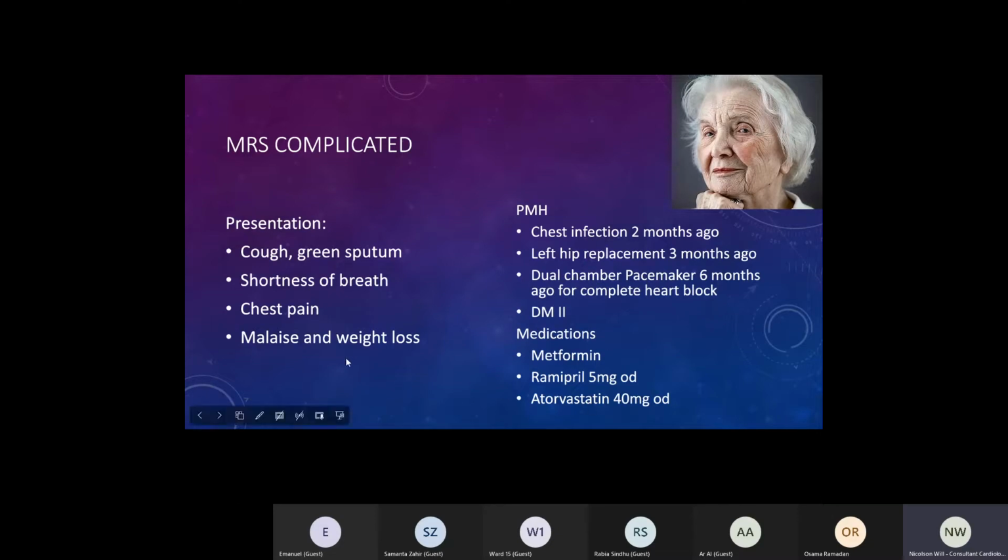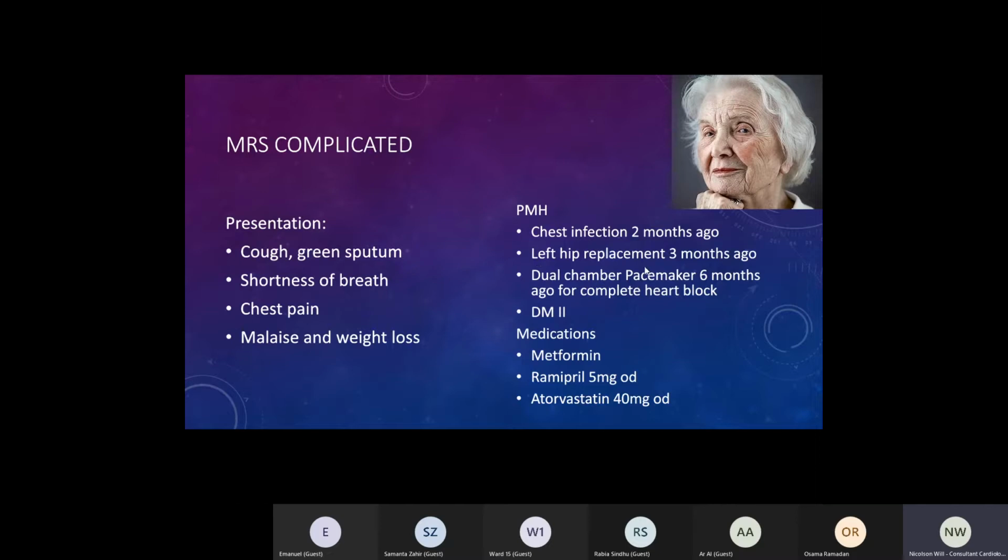And over the last few months, she's not been feeling right, and she's been losing weight. If we ask her about her past medical history, it turns out that she's had a chest infection with a similar sort of presentation 2 months ago. And she's not had a good 6 months to the last sort of year or so.